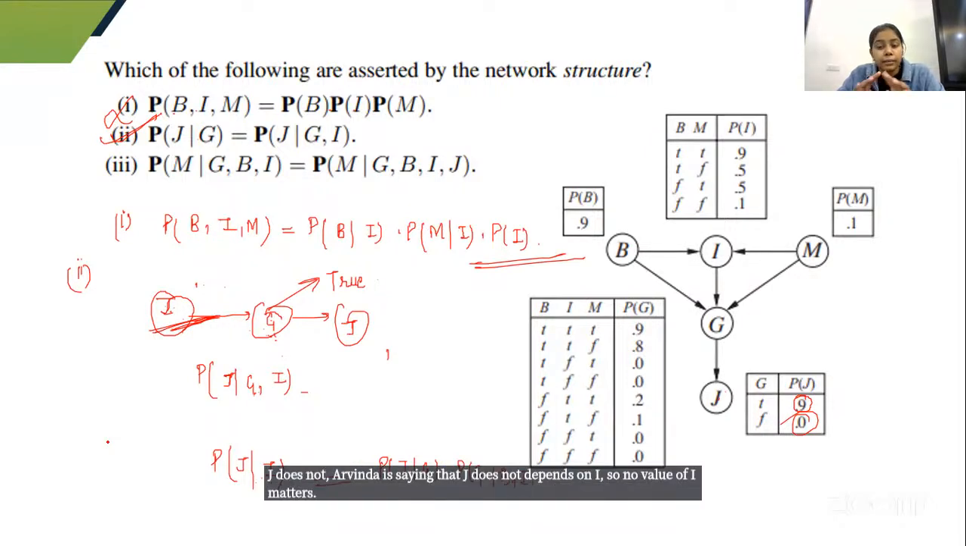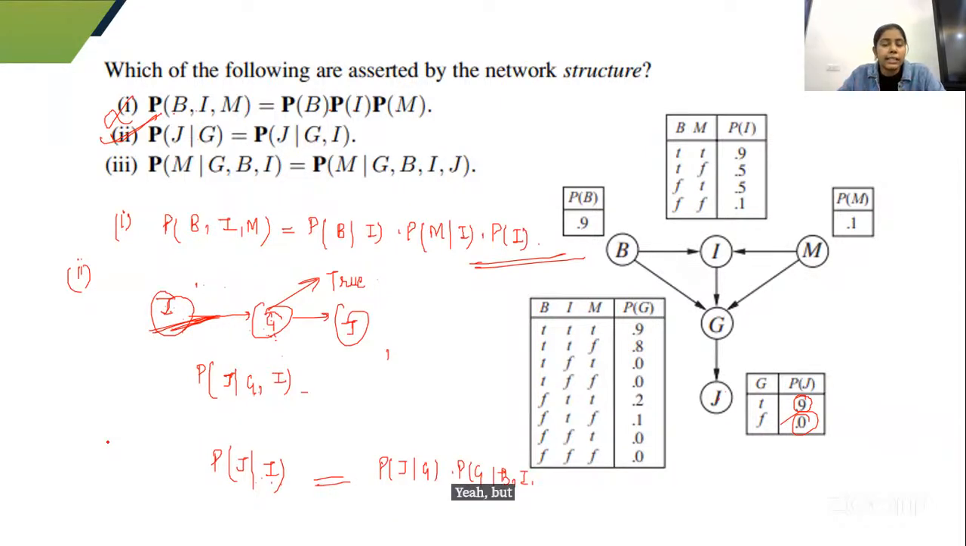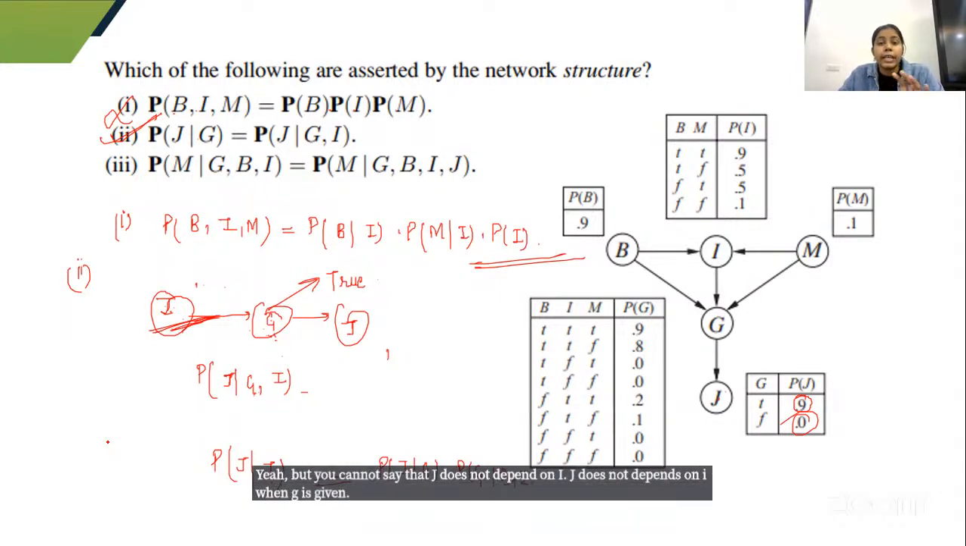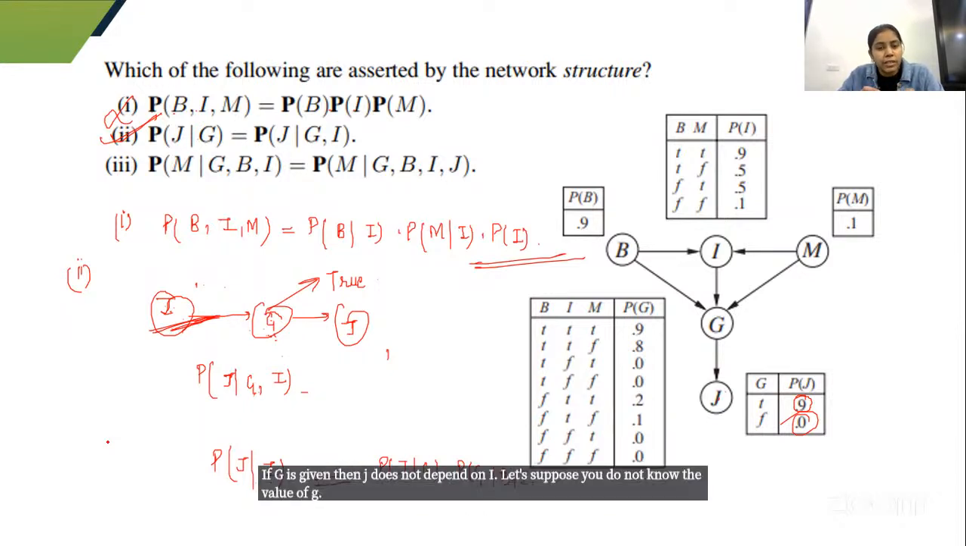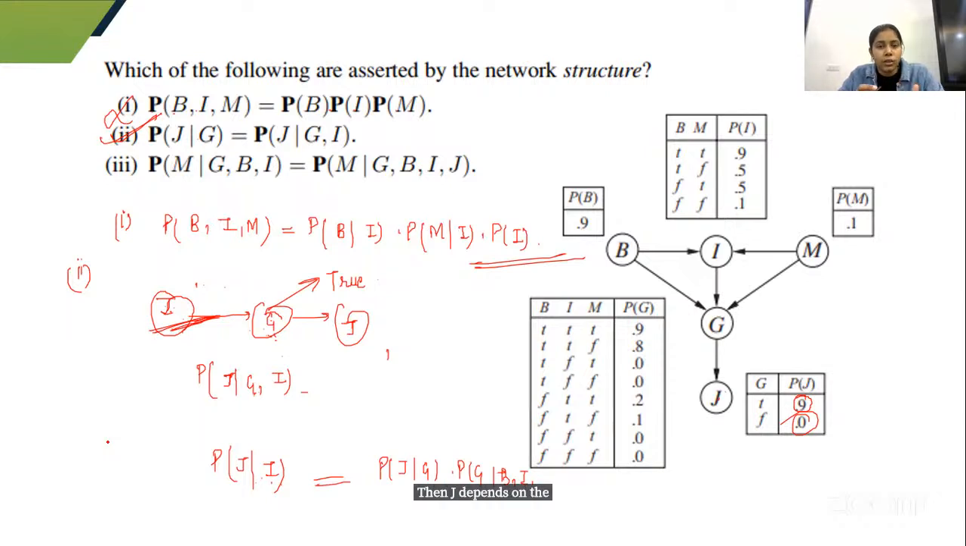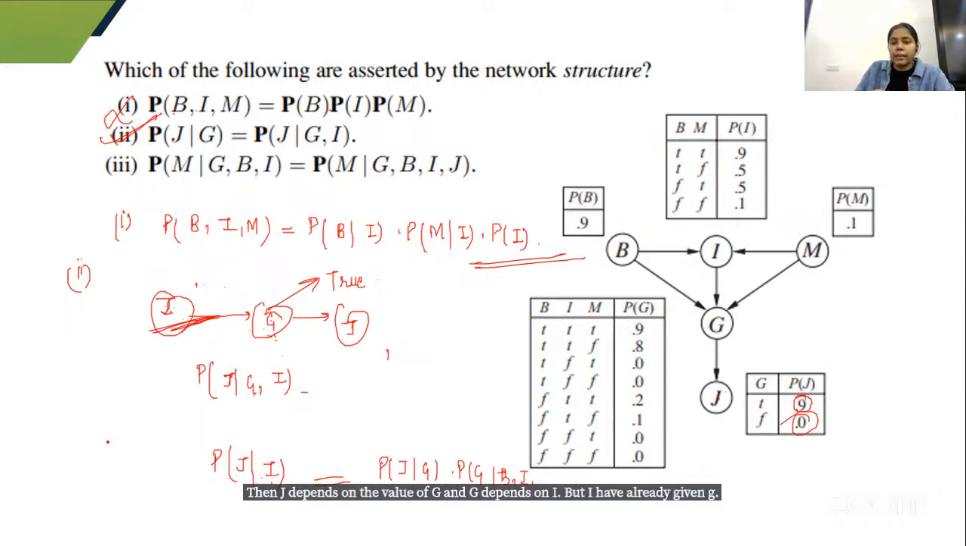Yeah, but you cannot say that J does not depend on I. J does not depend on I when G is given, right? If G is given, then J does not depend on I. Let's suppose you do not know the value of G. Then J depends on the value of G and G depends on I. But I have already given G.